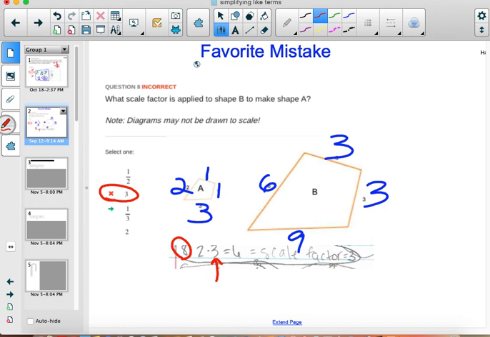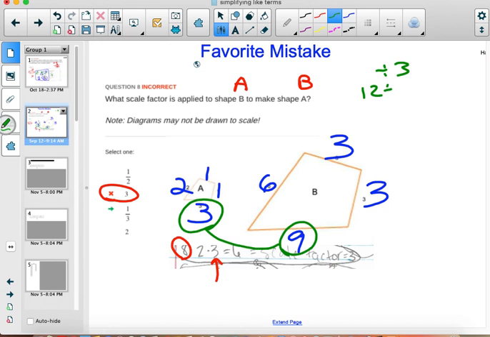So if the problem was what scale factor is applied to shape A to make shape B, that would be 3, but they had it flip-flopped. When I asked students how you go from 9 to 3, they always say divide by 3, but it's multiplied. A scale factor has to be the number that multiplies. So let's test it.